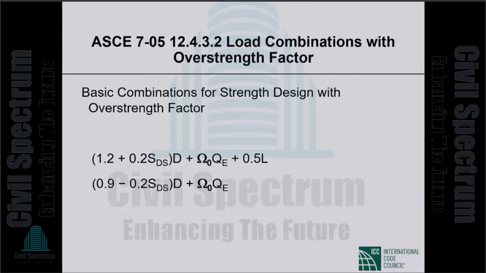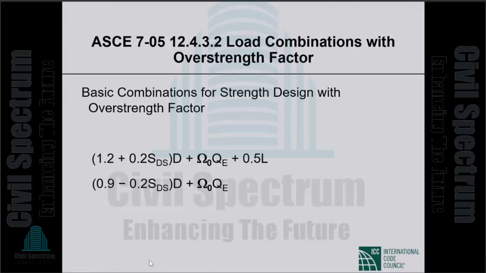Now, for certain members, like columns supporting discontinued shear walls, we use so-called special seismic load combinations, or load combinations including overstrength factor, where instead of rho times Q sub E, we use omega sub 0 times Q sub E. The redundancy factor rho is 1 or 1.3.